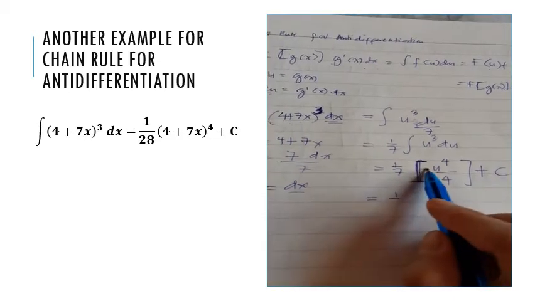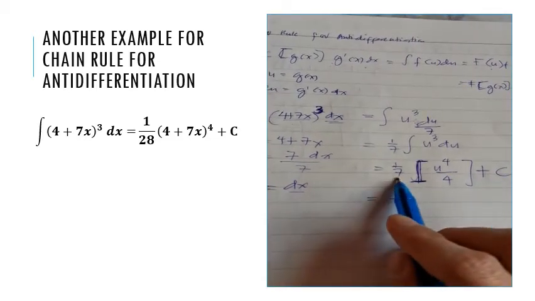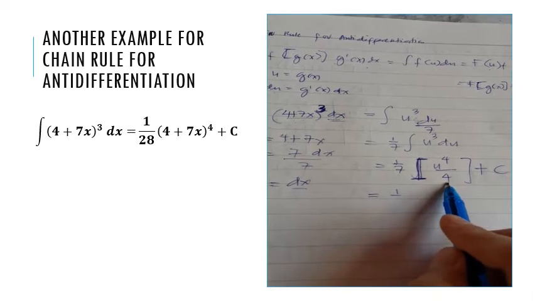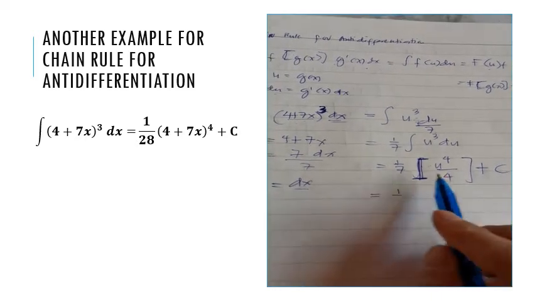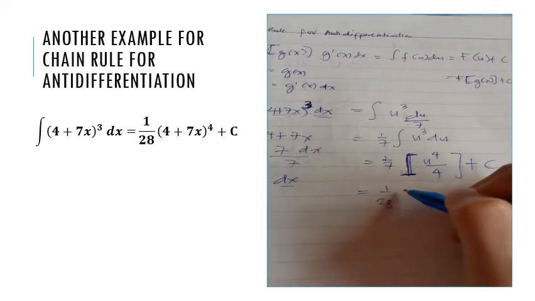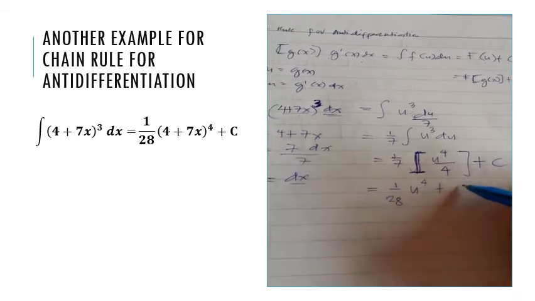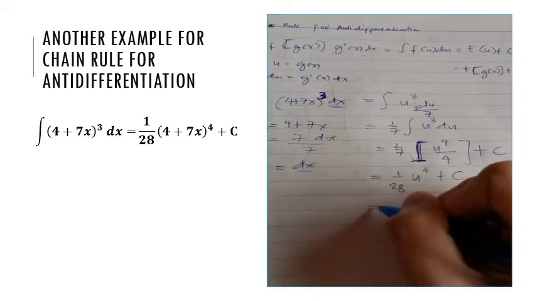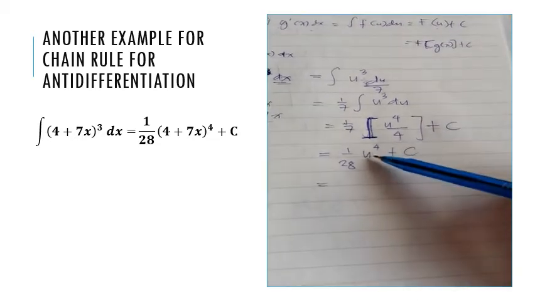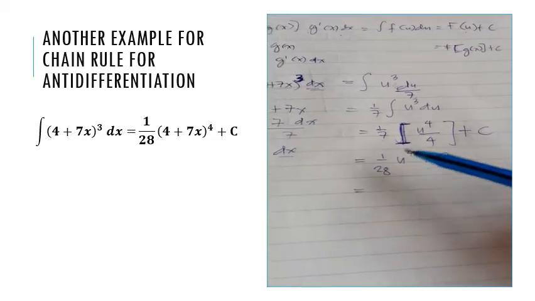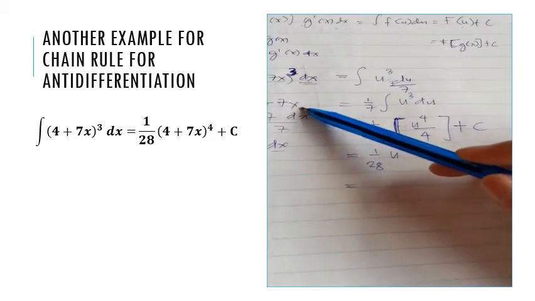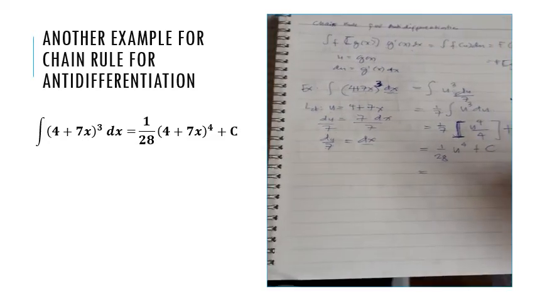1 times 1 is equal to 1. 7 times 4, kasi whole number lang naman siya. So, 7 times 4, that is equal to 28. So, we have u to the power of 4 plus the constant c. Okay, take note. Kailangan, pag naka-variable u siya, in final answer, dapat ibalik natin siya in terms of variable x.